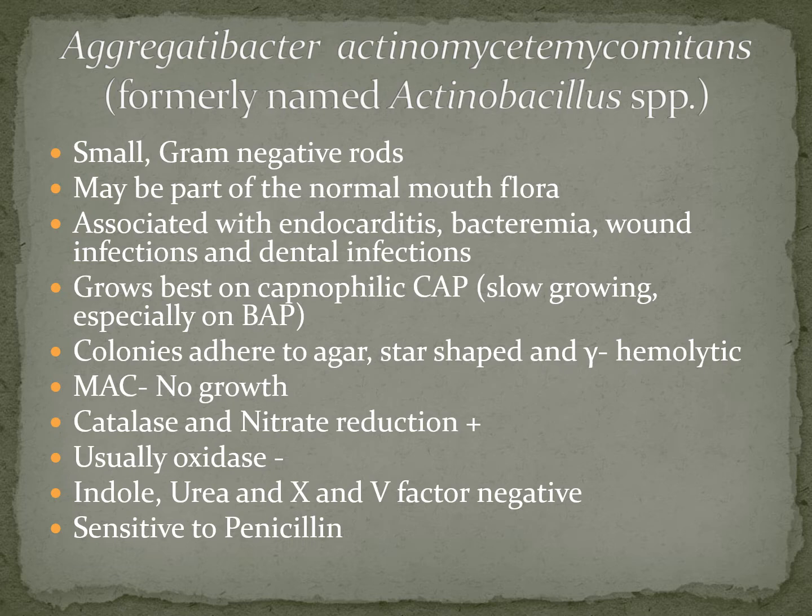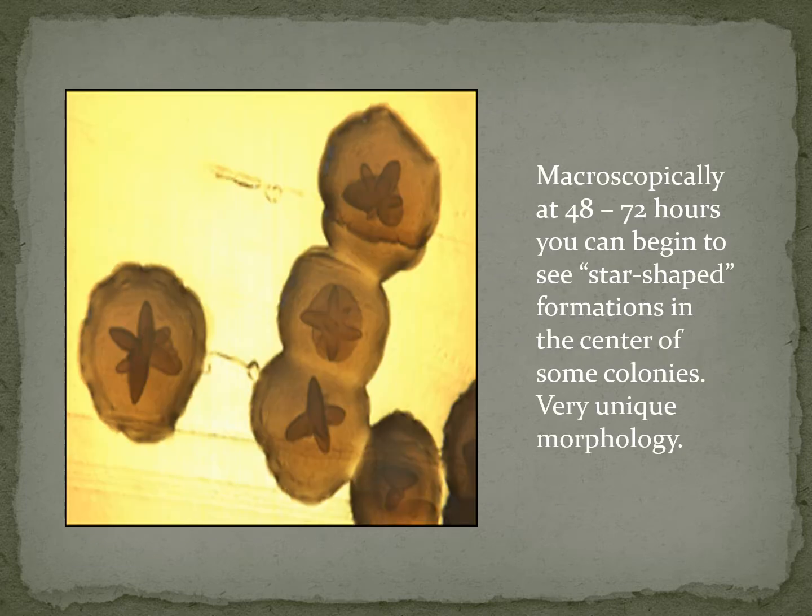Let's take a look at that star-shaped pattern. Now, macroscopically, at around 48 hours, you can start to see star-shaped formations in the center of these colonies. It's best to view these colonies on a dissecting microscope. It's pretty neat and has a very unique morphology.